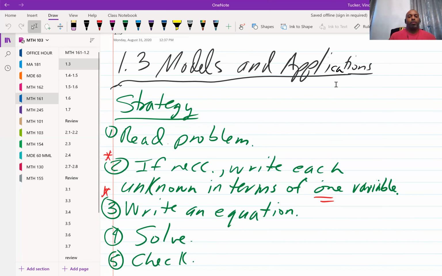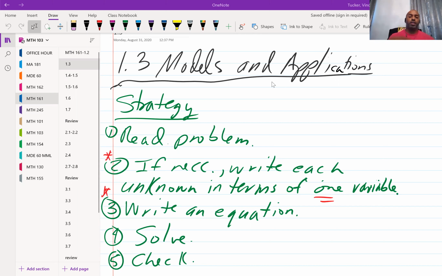You want to write each unknown in terms of the one variable. In other words, if you have more than one unknown, what you don't want to do is write the first one X, call the other one Y, and call the other one Z, because the more variables you introduce, the more equations you'll need to be able to solve. And then you'll need a system of equations instead of just one equation.